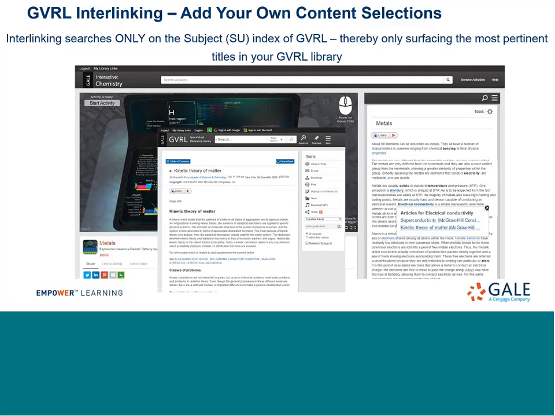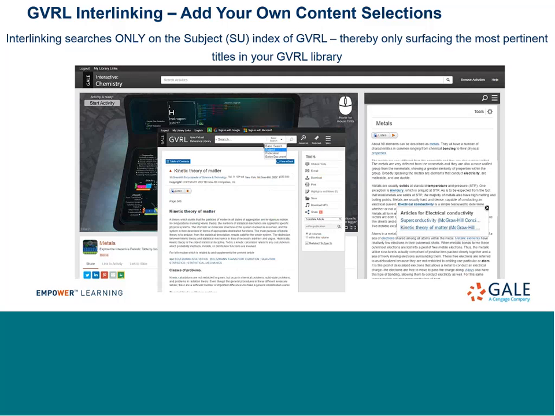In this particular case, you can see kinetic theory of matter. So this allows you to leverage other content within your library. It allows you to customize content by buying certain e-books that you may wish to include as part of the product. It's important to note that this content that is being surfaced within GVRL is keyed to the subject.